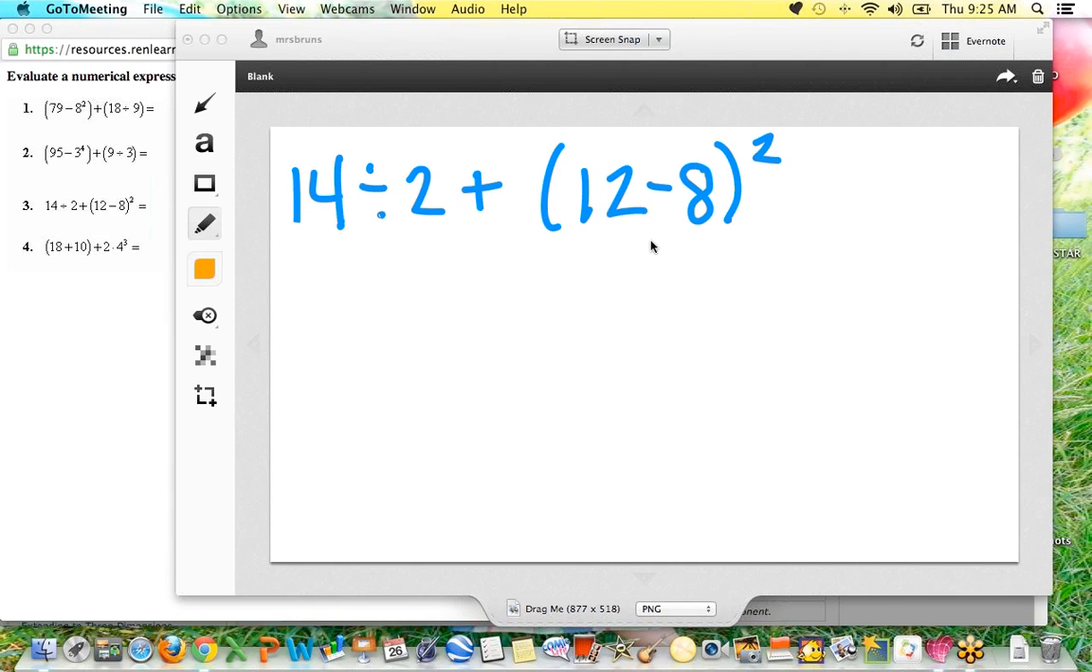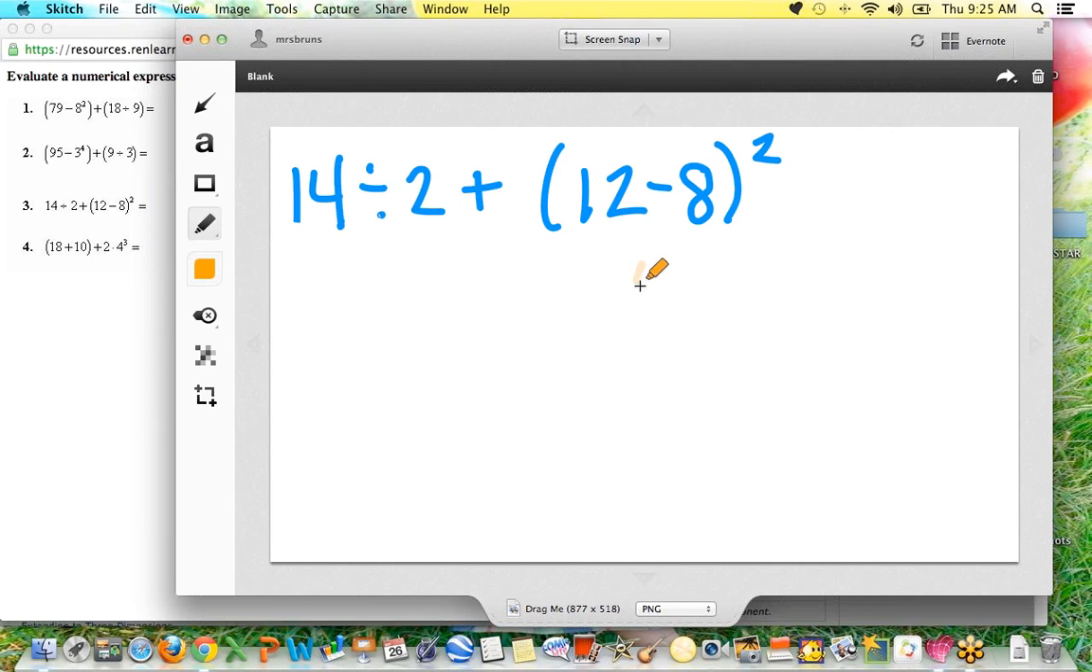All right. Parentheses first, guys. So what is 12 minus 8? 4. Okay, so I'm going to rewrite the expression. So now my equation says 14 divided by 2 plus 4 squared. What does my order of operations say I need to do next? Exponents. So what's 4 squared? 16. Yes, 4 times 4 is 16.